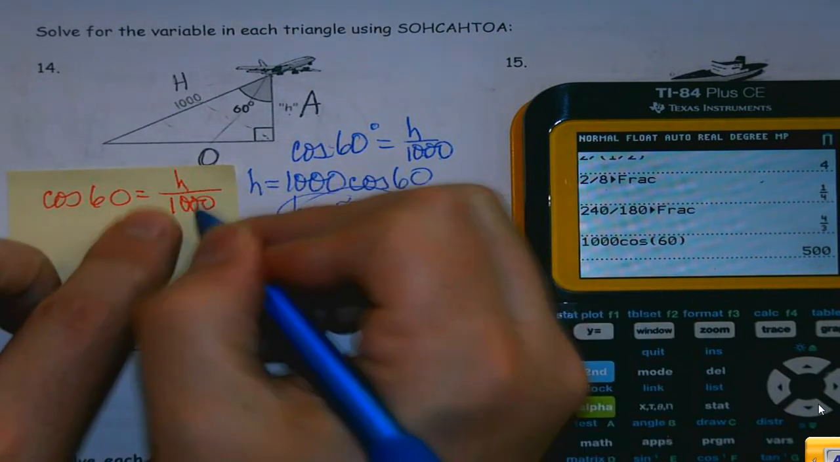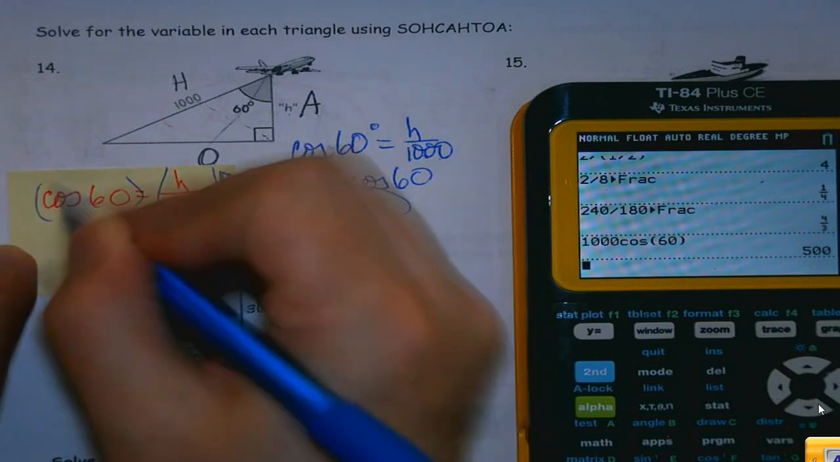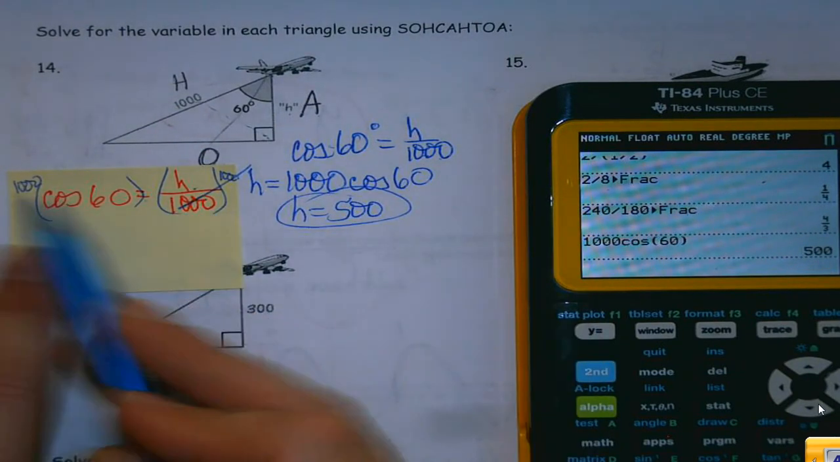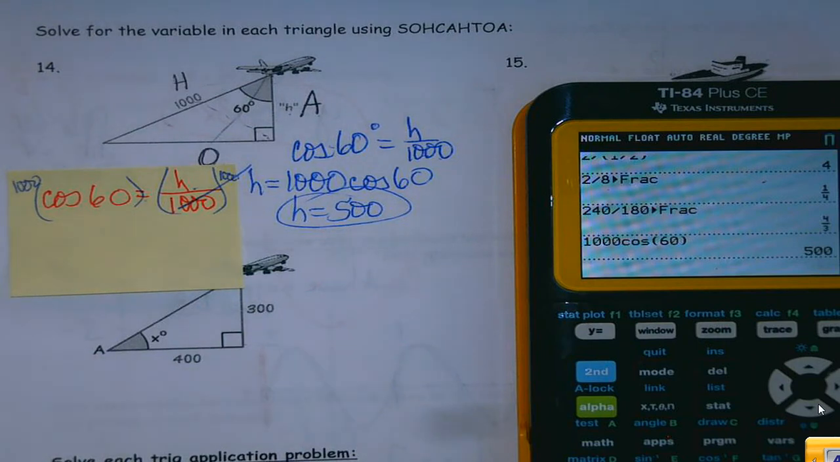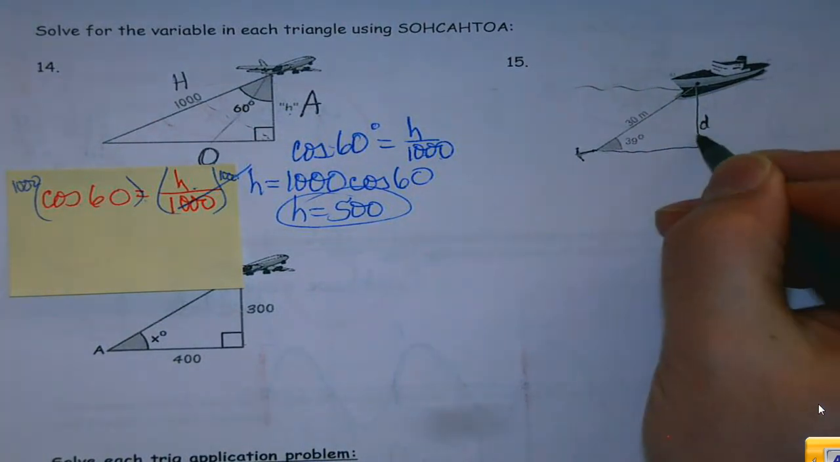algebra. Well, I'm dividing h by 1,000. So I got to multiply both sides by 1,000. H equals 1,000 times cosine of 60. And I get the same answer. So multiple options. And 15 and 16 is going to be the same way we're working here.